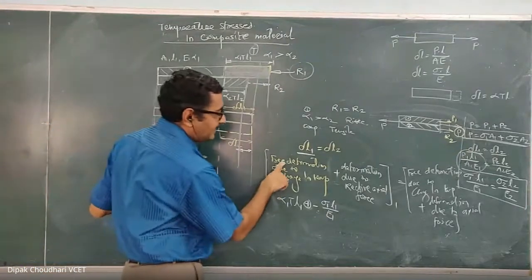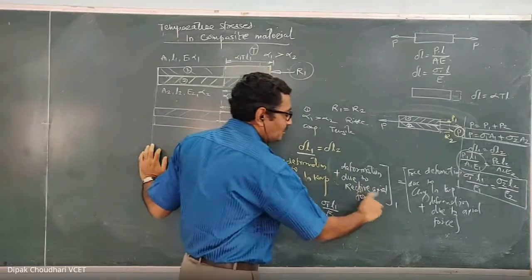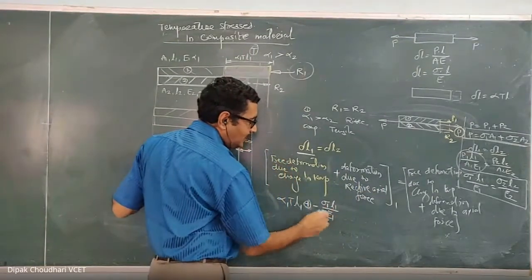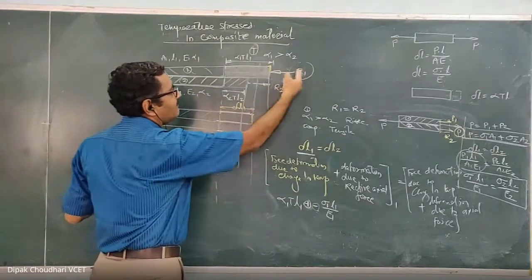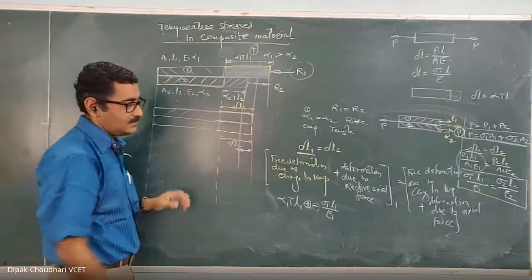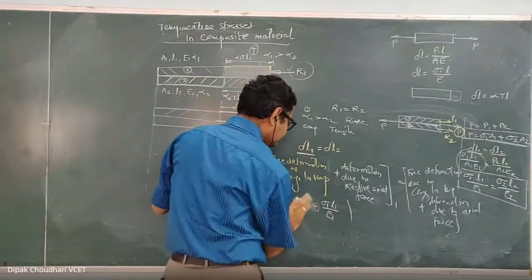So here the free deformation of material 1 is alpha 1 T L1, and the deformation due to the reactive force is sigma 1 L1 upon E1. Why do I use a negative sign here? Because the reactive force on material 1 is compressive. That's why it is minus.